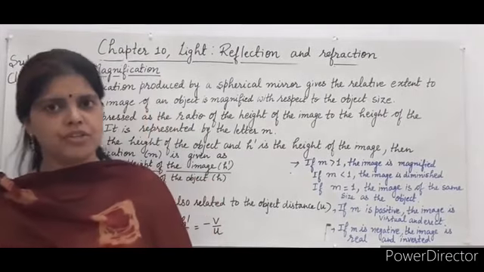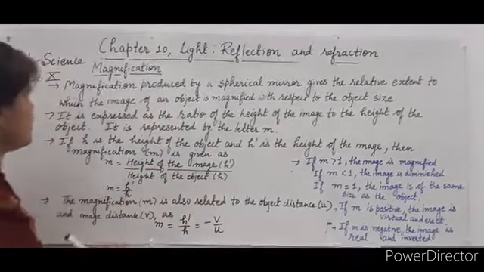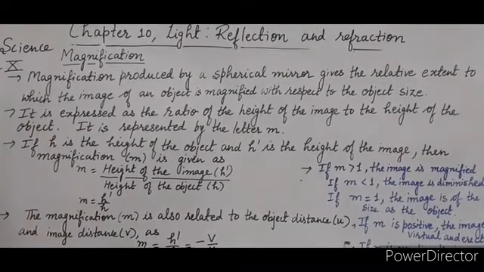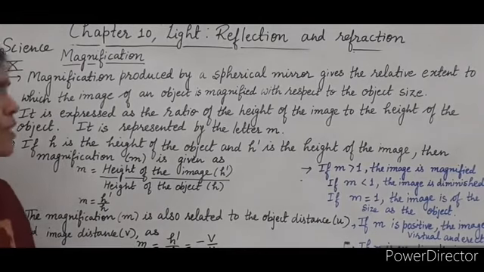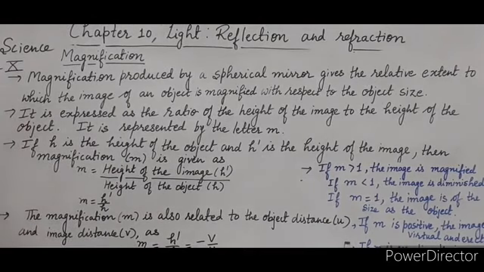Now, magnification. Magnification produced by a spherical mirror gives the relative extent to which the image of an object is magnified with respect to the object size. It is expressed as the ratio of the height of the image to the height of the object. It is represented by the letter small m.